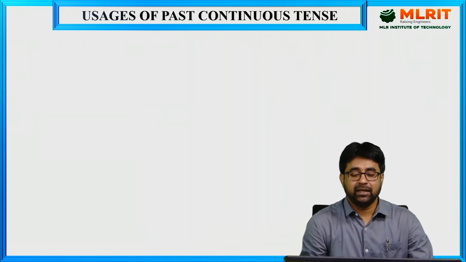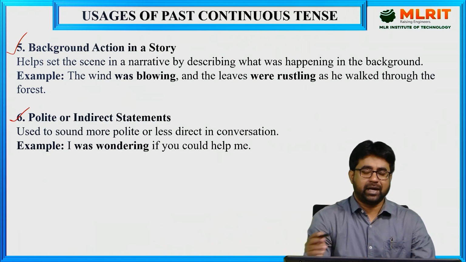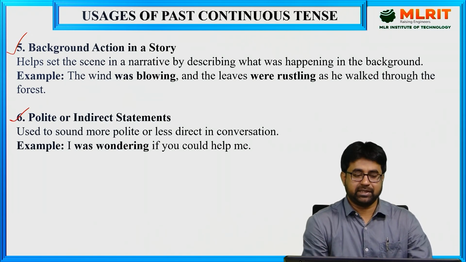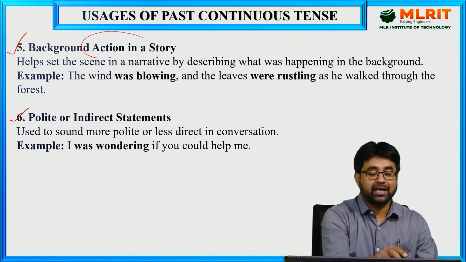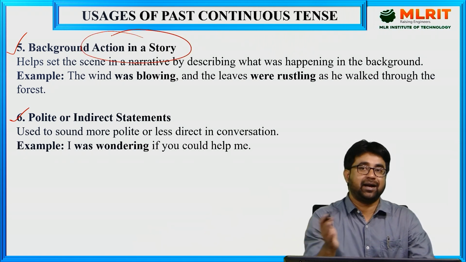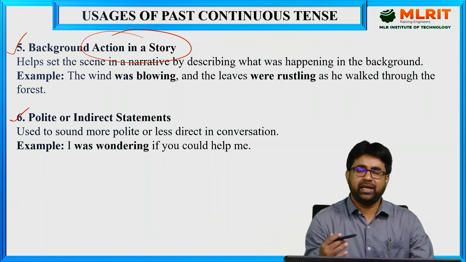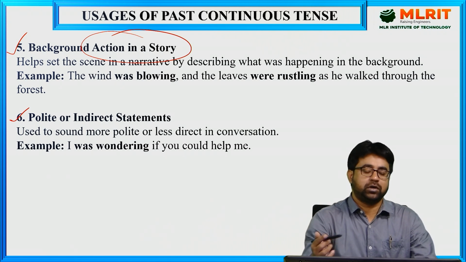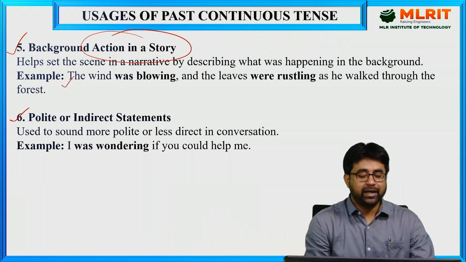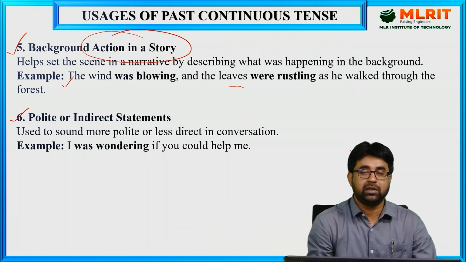Now let's see the other two usages of past continuous tense. Background action in a story. So when we talk about a background action in a story, then also we use this tense. Normally you will find it in literary kind of writing. Let's say a novel, a short story. See the example. The wind was blowing and the leaves were rustling as he walked through the forest.